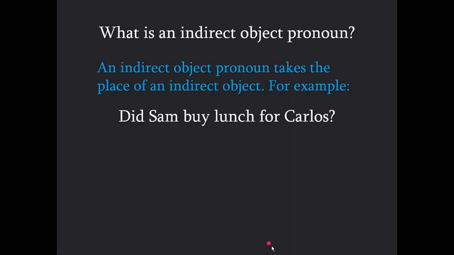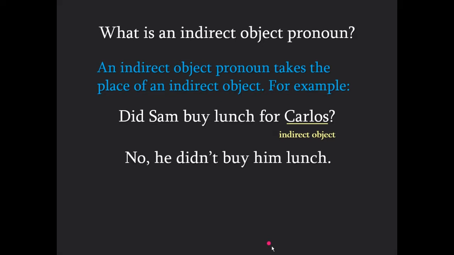Let's look at another example. Did Sam buy lunch for Carlos? What is the indirect object in that sentence? Well, the answer is the word Carlos. Now you can argue and say, well, for Carlos is a prepositional phrase, but what was bought? Lunch. Who was it bought for? For Carlos, and so he is the indirect object.